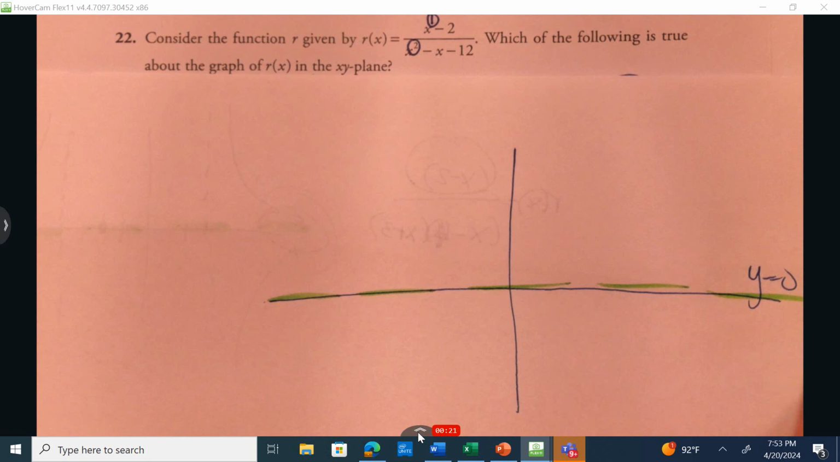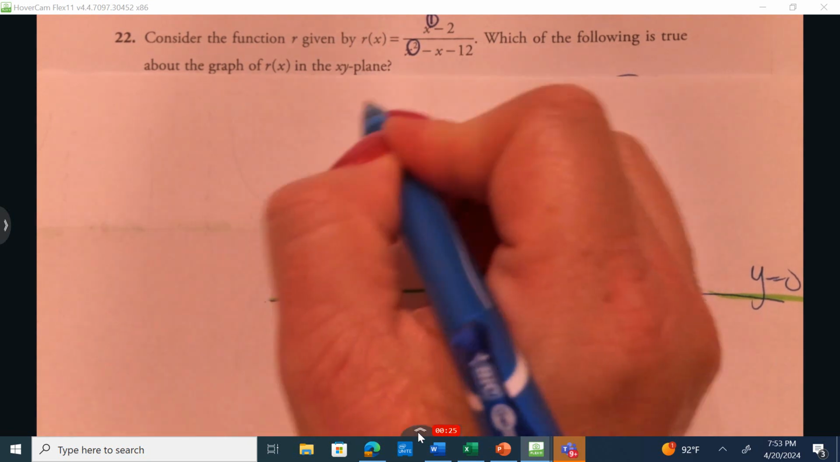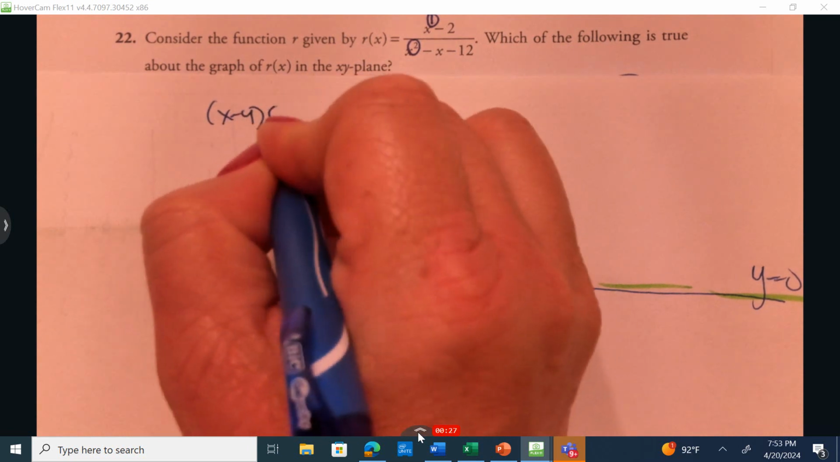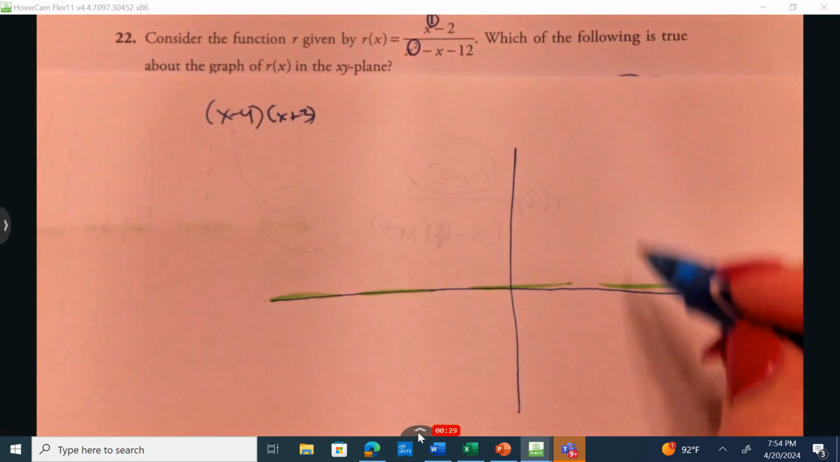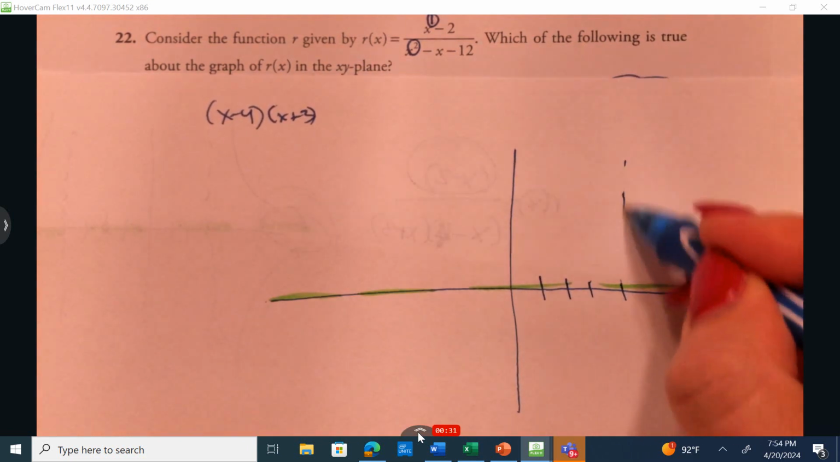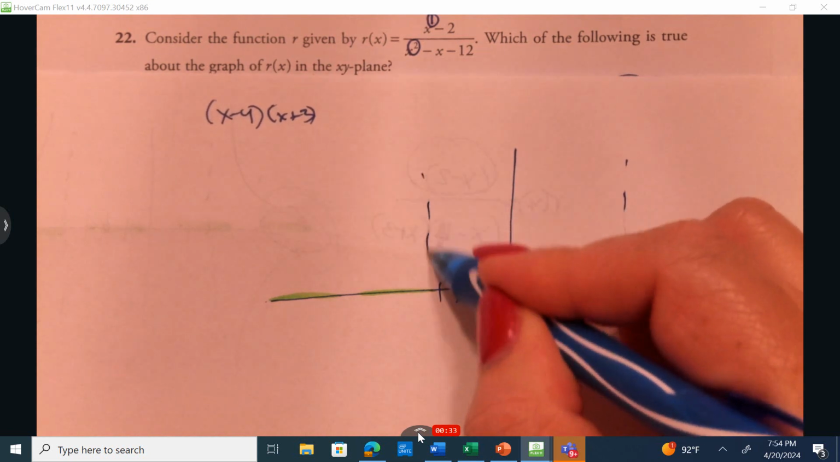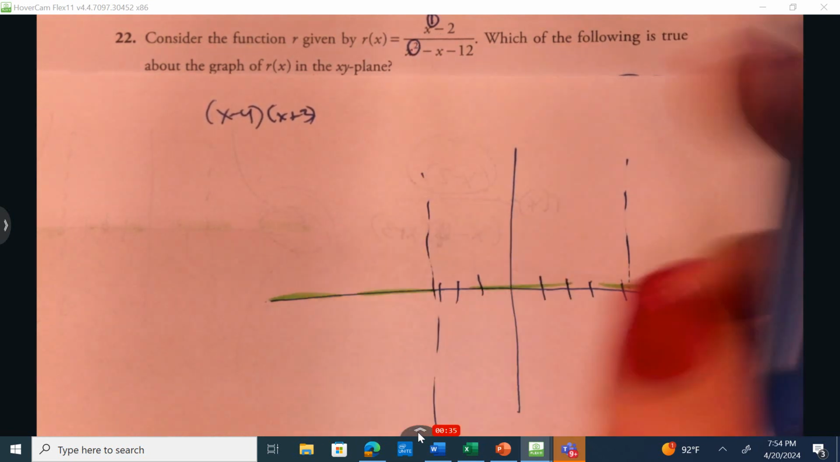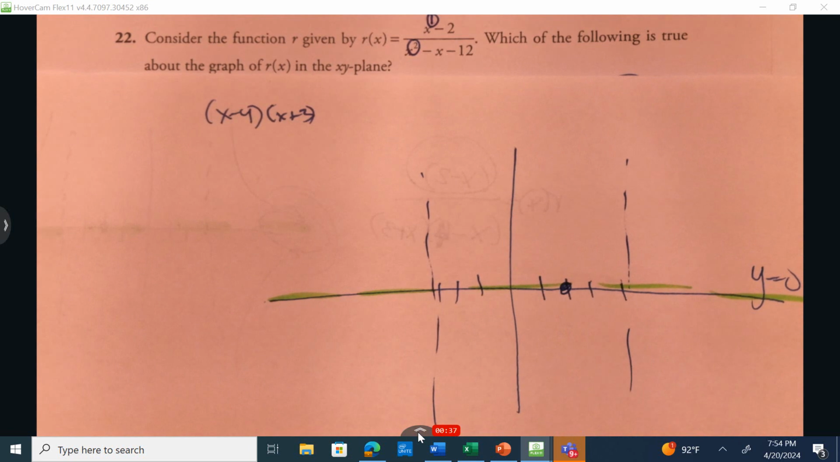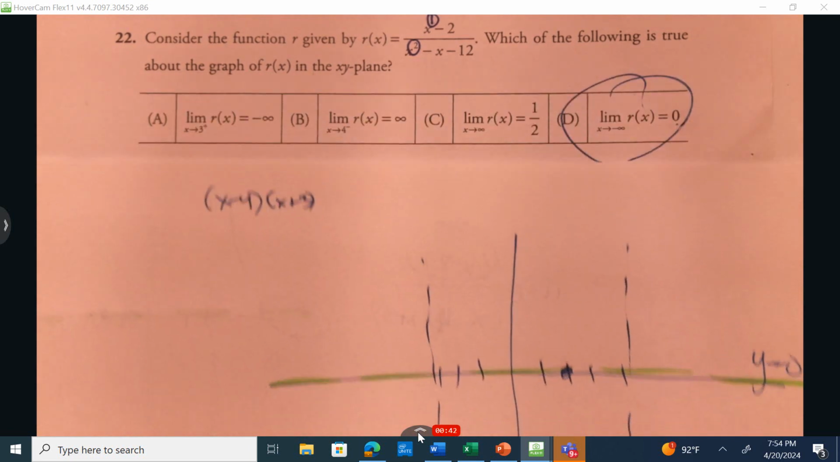And yes, I could go ahead and factor the trinomial in the denominator into x minus 4 and x plus 3, and that would tell me I have a vertical asymptote at positive 4 and a vertical asymptote at negative 3. And yes, I could set this equal to 0 and solve, but none of that matters in answering this question. So this question is asking us which one of these statements is true.